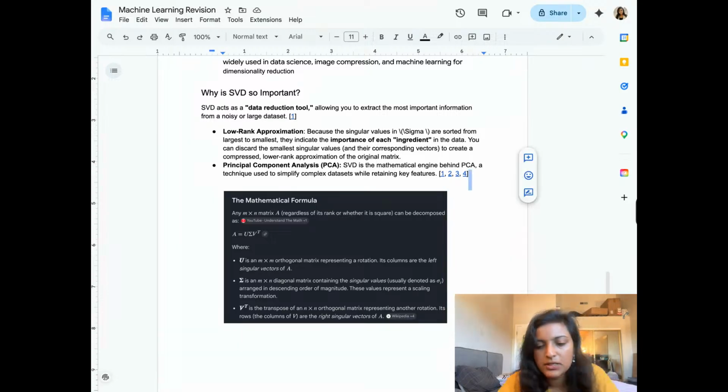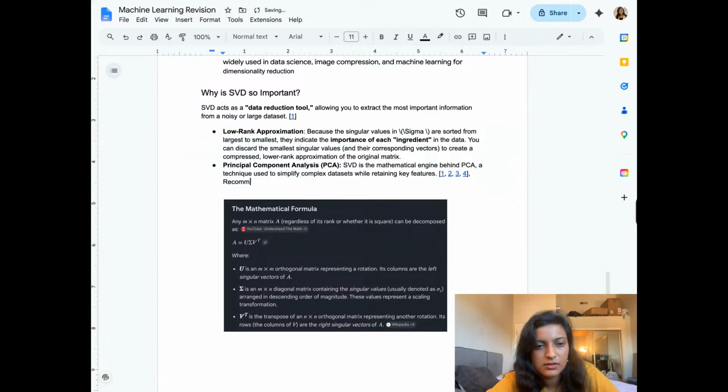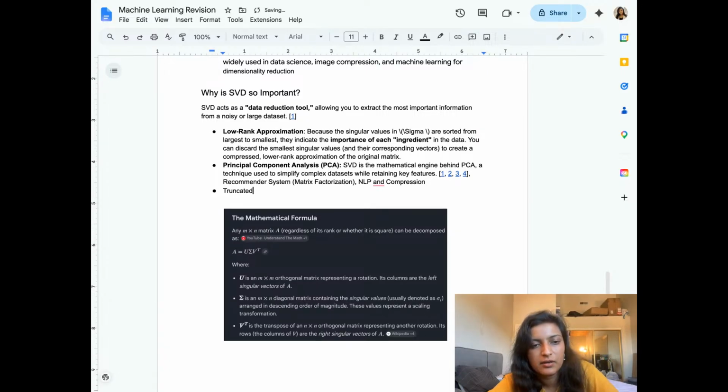So it is used in PCA, recommender systems like matrix factorization, NLP, and compression. There is also something called truncated SVD. Skip top k singular values, low rank approximation, which is LoRA itself. Okay.